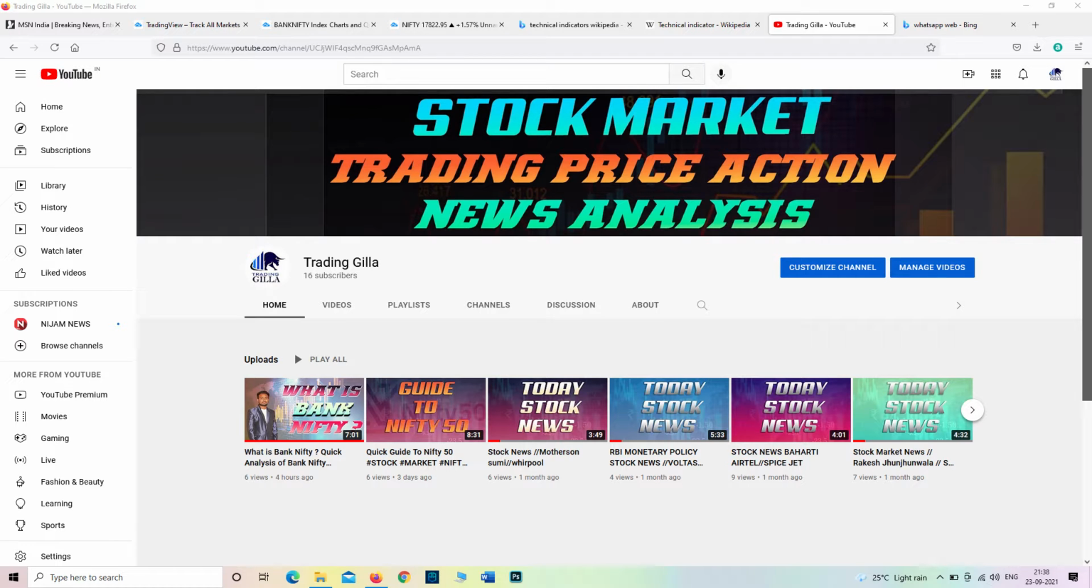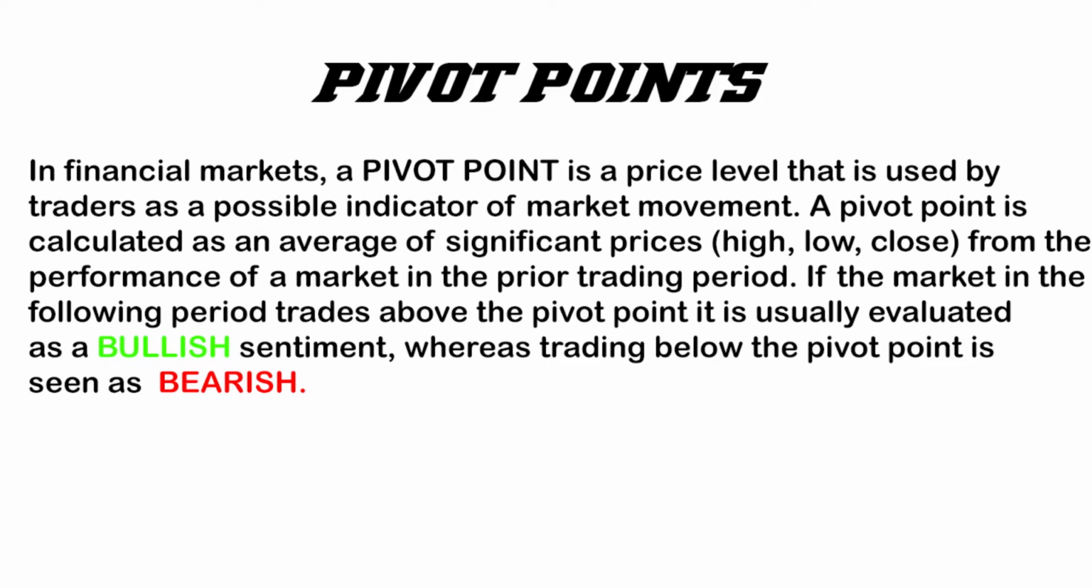This is Varma and today I am going to discuss pivot points indicators. Friends, many indicators are there in the stock market, but in my experience, the leading indicator is pivot points. First I am going to discuss the theory part and then we will go through the charts. Now, what is meant by pivot points?